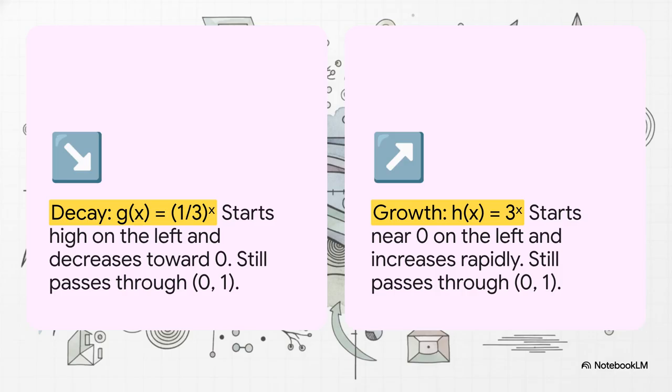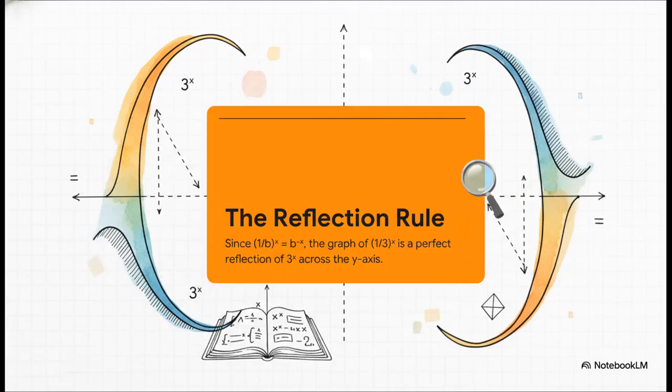But here's the cool part. Look closely. They both pass through the exact same point, right there at 0, 1. So what's the link? What's the connection? Well, it's actually a pretty simple exponent rule you might remember.